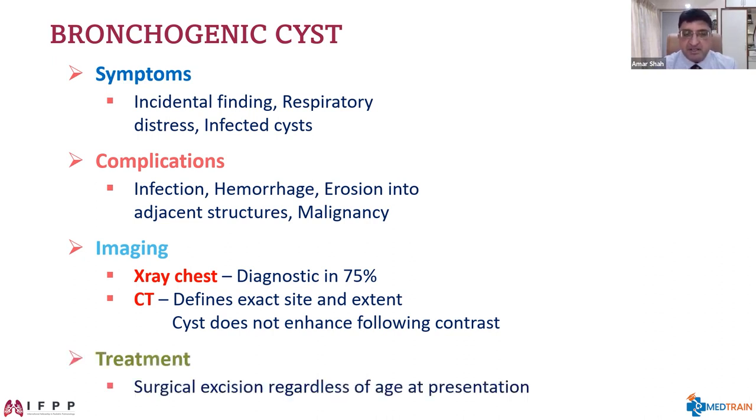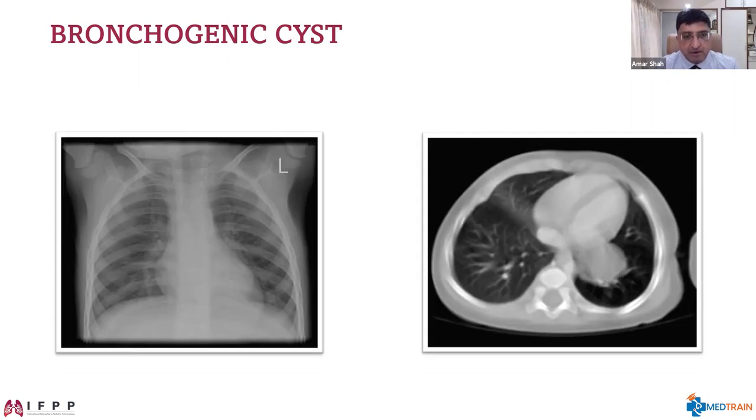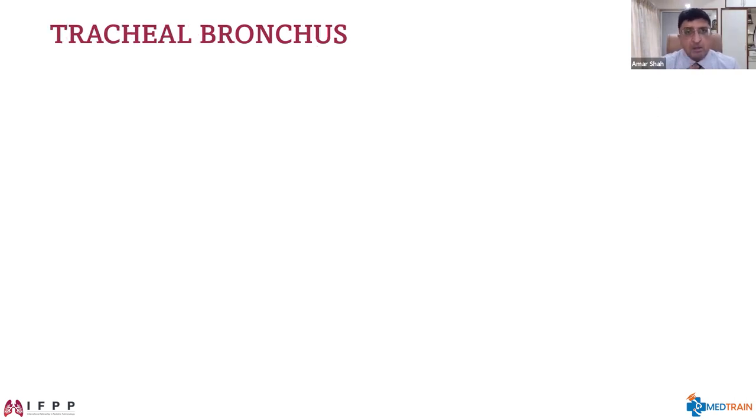The treatment is surgical excision regardless of the age at presentation, and nowadays bronchogenic cysts can also be excised with minimally invasive surgery or video-assisted thoracoscopic surgery. This is the X-ray which shows a left retrocardiac bronchogenic cyst. It needs an expert radiologist and a close eye to sometimes pick up these lesions. As I said before, CT scan helps in clinching the diagnosis of this congenital problem. So coming to the next problem, a tracheal bronchus.